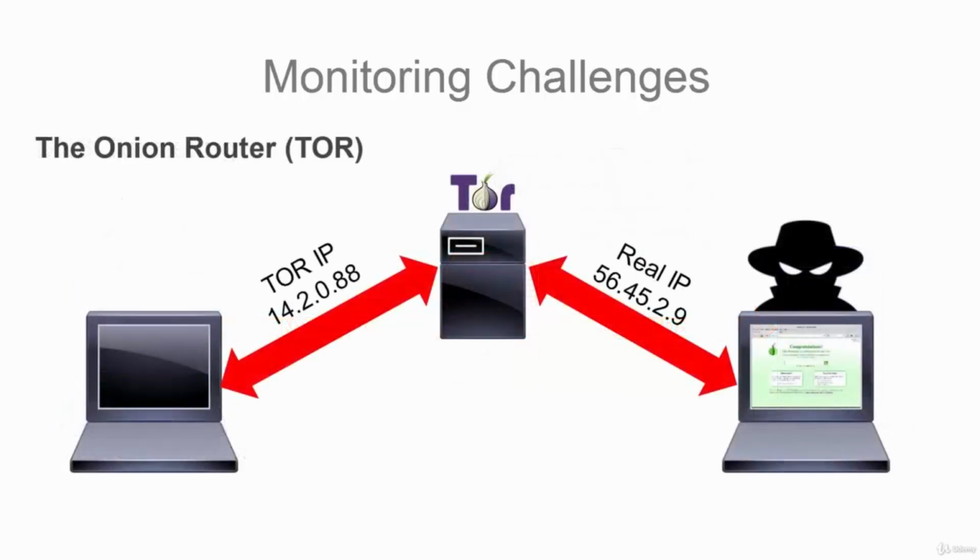Tor is a technique used by many to anonymously browse the internet by routing traffic through Tor relays. This way, victim networks cannot see the real public source addresses and therefore cannot track down attackers.